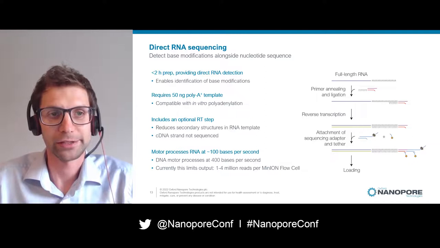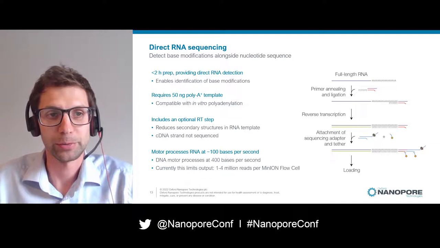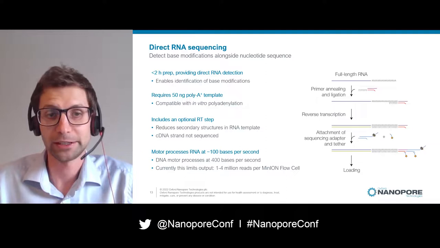In the first step, we anneal a specific reverse transcription adapter that is then followed by reverse transcription. This is optional. It can resolve any secondary structures in the RNA template, and we find it actually improves the read count by about 30%. What is important to remember is that this cDNA complementary strand is never sequenced. We only sequence the direct RNA strand from the 3' end to the 5' end.